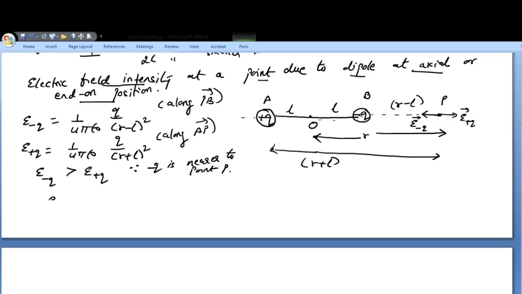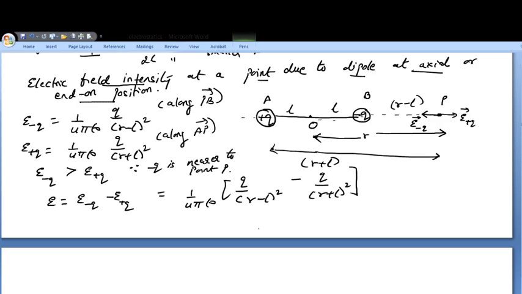Net electric field E will be equal to E of minus Q minus E of plus Q. So you will have this as 1 upon 4 pi epsilon naught. You can take Q upon (R minus L) the whole square minus Q upon (R plus L) the whole square. This is what you will get. So this is basically your E resultant or E net.